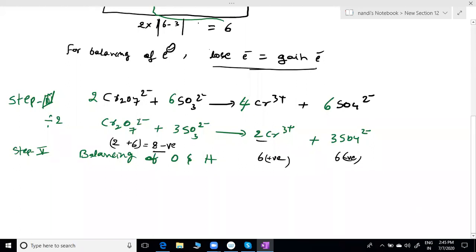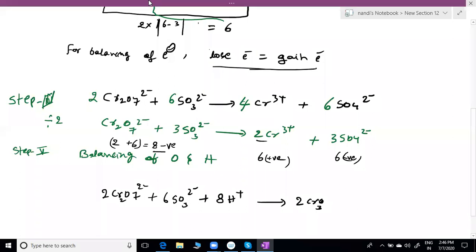Six here balanced, here 2 minus extra, here 6 plus 3. I'm going to add here 2 moles of Cr2O7 2 minus plus 6 SO3 2 minus plus 8 H plus. Please check it, is it correct or wrong? Here charge is balanced in acidic medium by adding H plus ions.